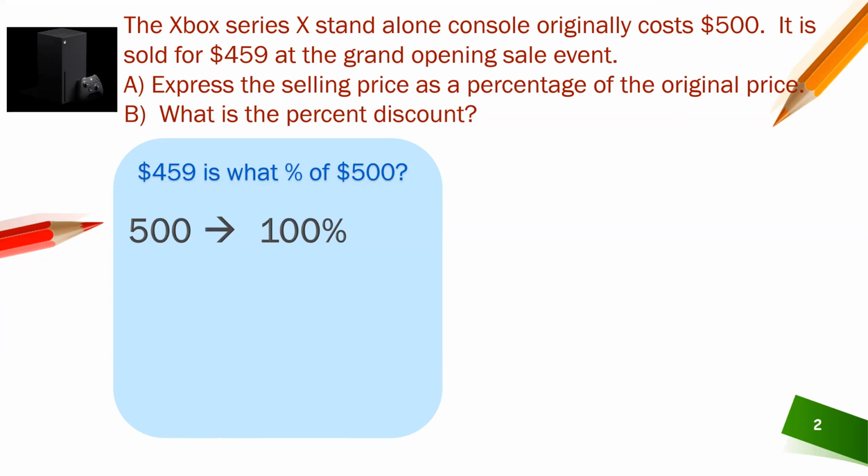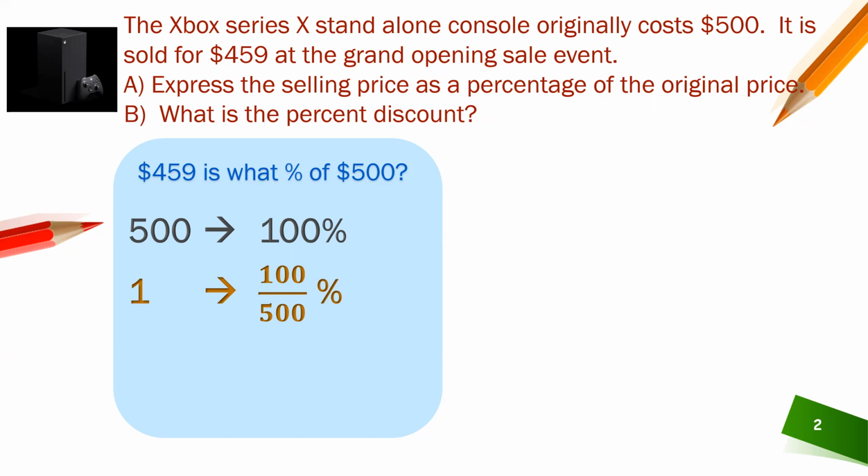Now, where am I going next? Usually I would go to like 10% and then figure it out, right? But here, the unitary method says, go ahead and just go all the way down to 1. So if 500 is 100%, then 1 is 100 divided by 500%. Okay, divide both sides by 500.